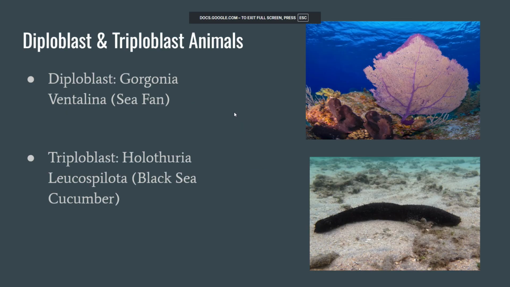Today, I will explain embryonic development by comparing a diploblast animal, the sea fan Gorgonia ventalina, and a triploblast animal, the black sea cucumber, also known as Holothuria leucospilota. I will focus on germ layers and what tissues they form.